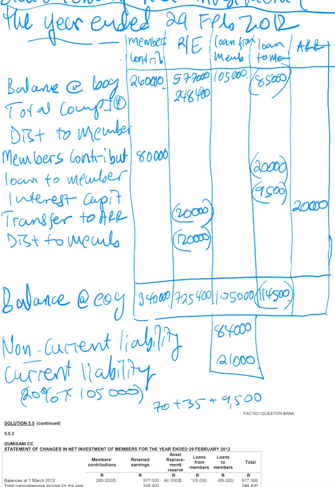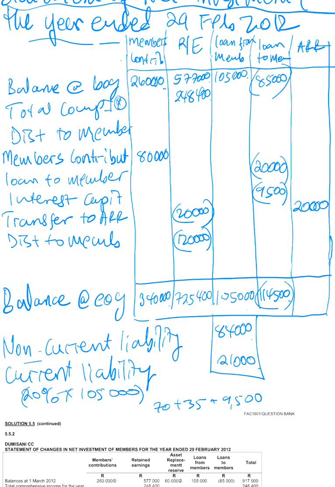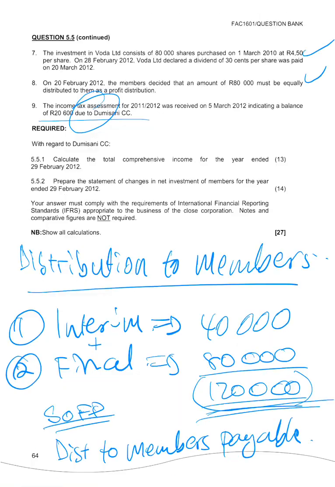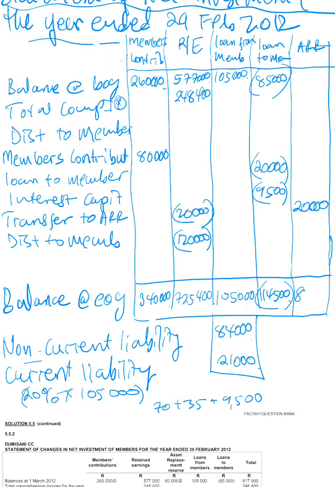Then we come to the last part, that is the asset replacement reserve. How much did we have under the asset replacement reserve at the end of the year? It was 80,000. So I'll put it at the end, meaning that when we opened, it will be 80 minus 20, you get 60,000. So that's how you do your calculations there. Right, so that's how you prepare your statement of net investment and the calculation of when they say calculate the profit for the year. So that's how you are going to do it, good people.